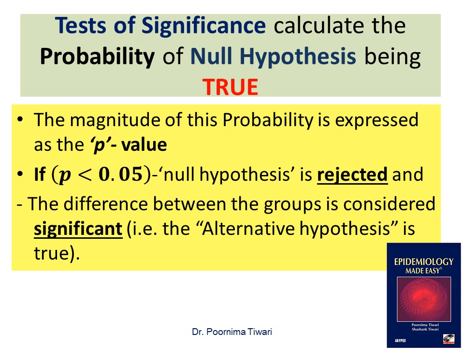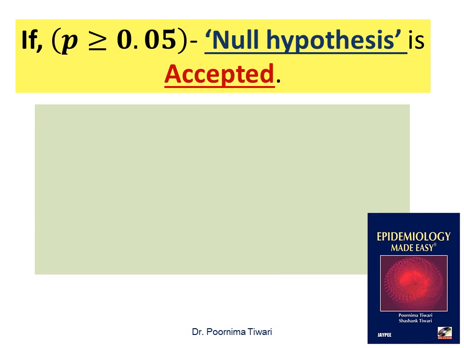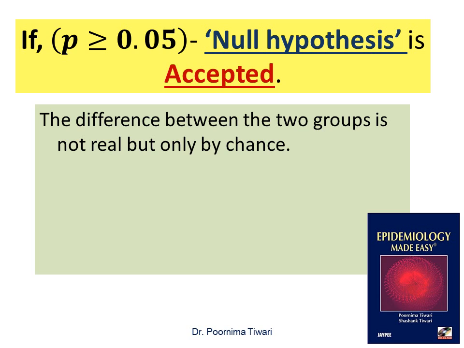So the cutoff is 0.05. If the probability of the null hypothesis being true is less than 0.05, then we say the null hypothesis has very low probability to be true, and hence the difference is significant. By the same logic, if the p-value is calculated to be 0.05 or more, the null hypothesis is accepted. That is, the difference between the two groups is not real but only by chance.